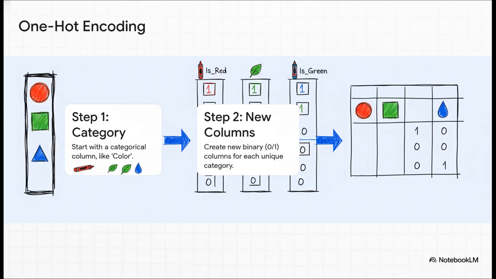Let's say you have a color column. What this process does is create a brand new column for every single possible color. So suddenly you have new columns called is_red, is_green, and so on. Then, if the original entry was red, it just puts a 1 in the is_red column and a 0 in all the others. It's a brilliantly simple and effective way to turn categories into numbers a machine can crunch.